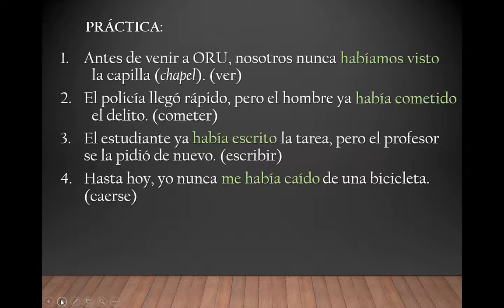If this were to say, she had never fallen off a bicycle, this would be hasta hoy ella nunca se había caído de una bicicleta. If it were us, it'd be hasta hoy nosotros nunca nos habíamos caído de una bicicleta.